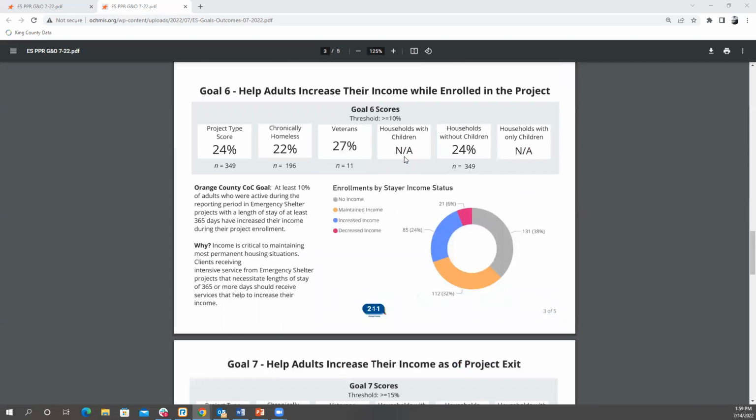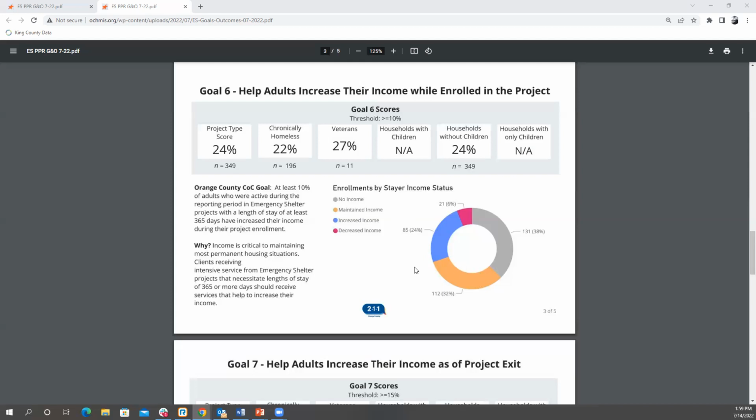Goal 6 is adults that increase their income while enrolled in the project. And this is consistent across the different populations. 38% of clients that remained enrolled for at least a year had no income. So the income at entry was no, and then either they didn't do an annual assessment update or they did and it was still no income. The second largest population was maintained income.